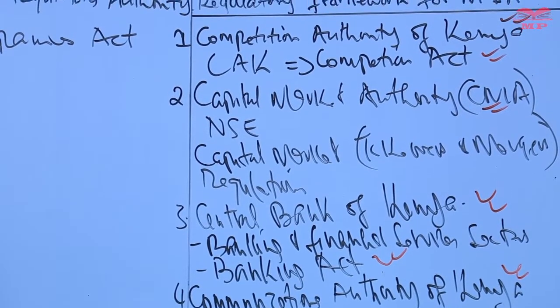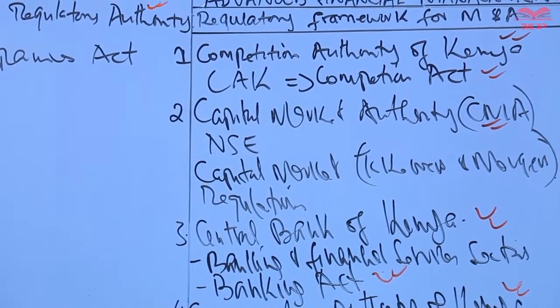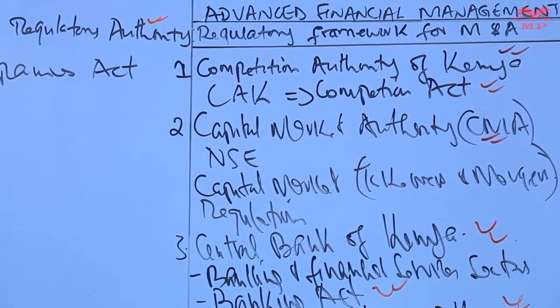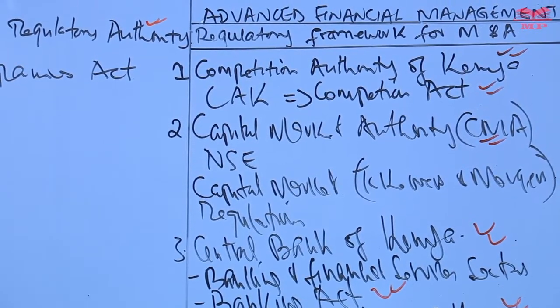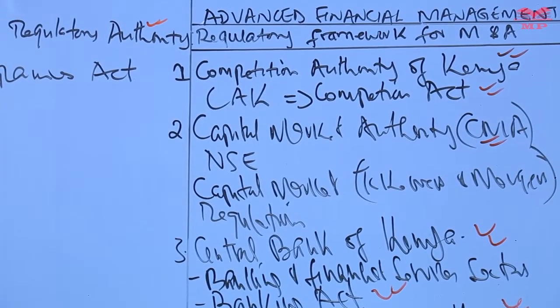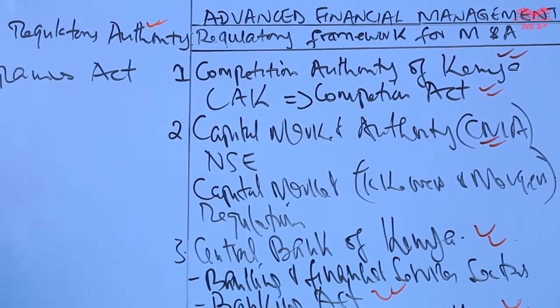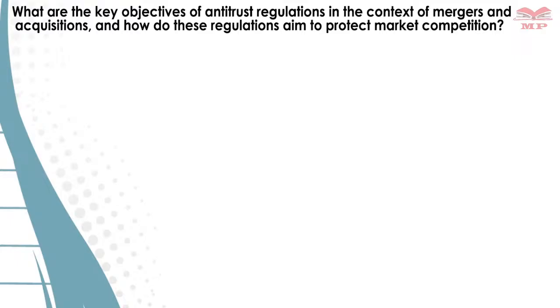So that marks the end of the lesson, where we've discussed briefly the regulatory framework for mergers and acquisitions in Kenya. Here is today's assignment. Number 1, what are the key objectives of anti-competitive regulations in the context of mergers and acquisitions? And how do these regulations aim to protect market competition?